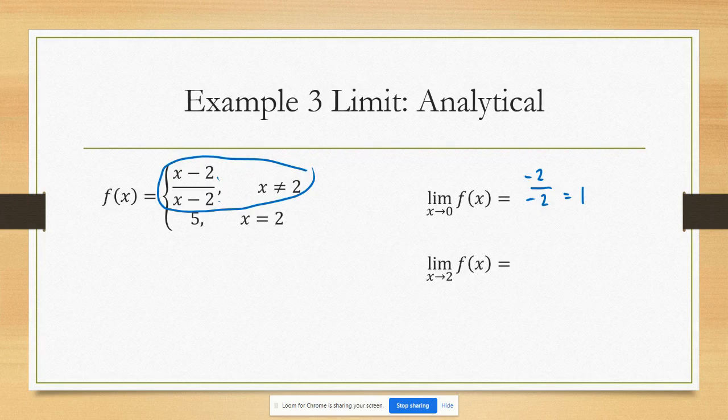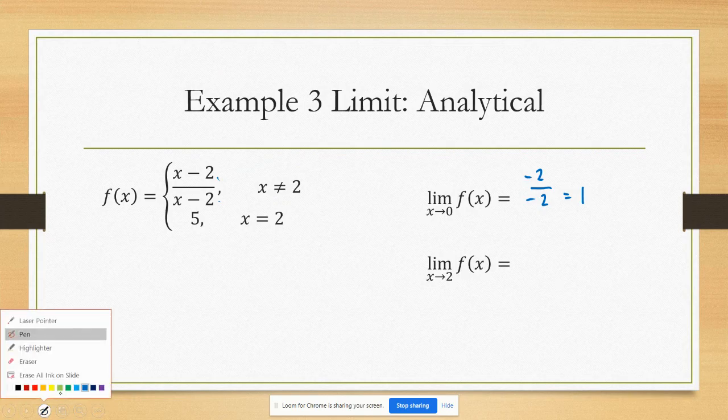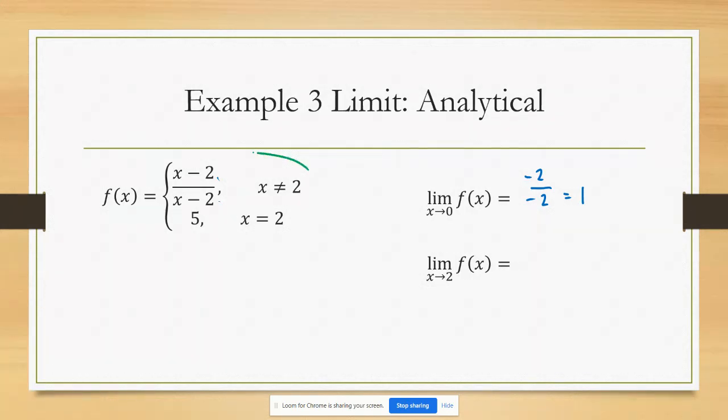And then this question is asking the limit as x gets close to 2. Well, close to 2 is not equal to 2. So we're still going to use the top piece of our definition. And now I'm going to do a little bit of an example. So imagine that I'm a little bit bigger than 2, like 2.1. So f of 2.1 would be 0.1 divided by 0.1, which would be 1.